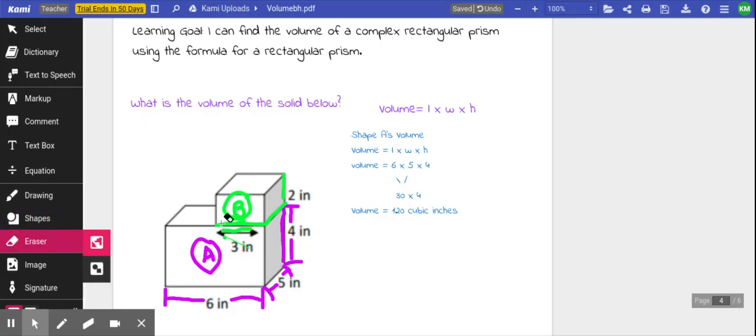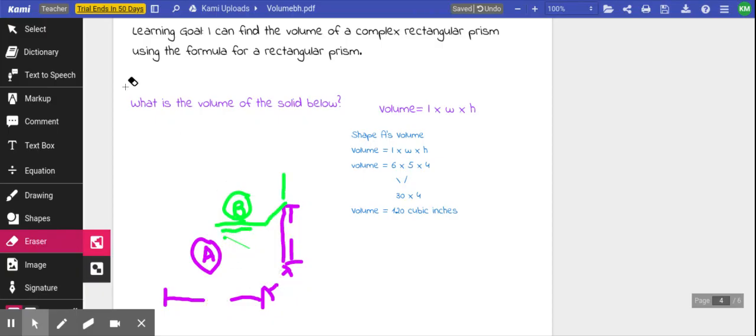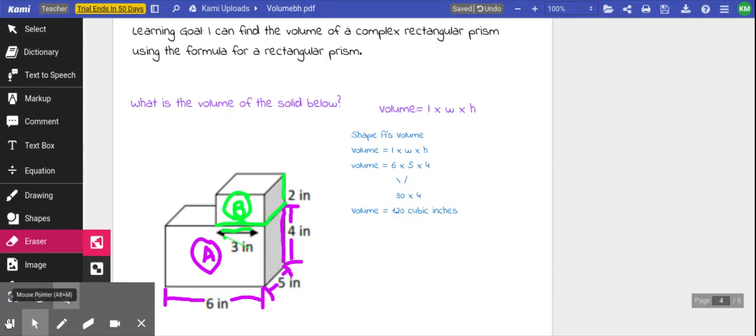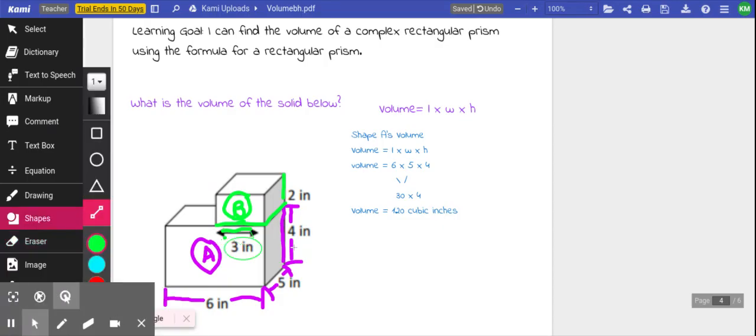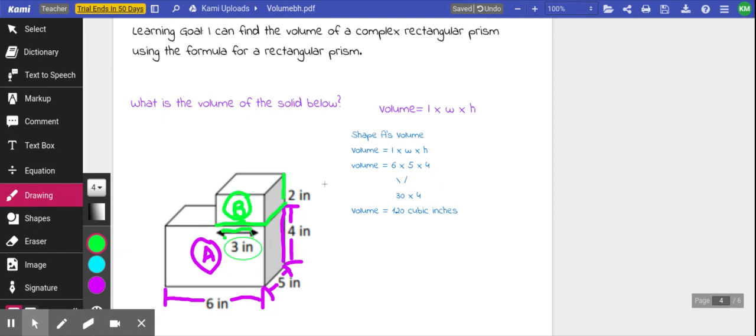Oh, that's not a circle. See? So I put a circle around shape B's length is 3 inches. Then as we continue on, we see the height here is told to us. The height for shape B is 2 inches.